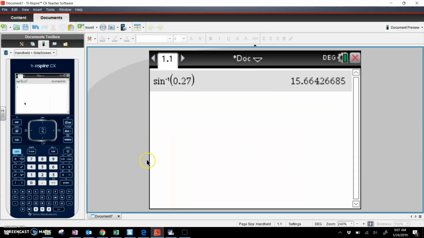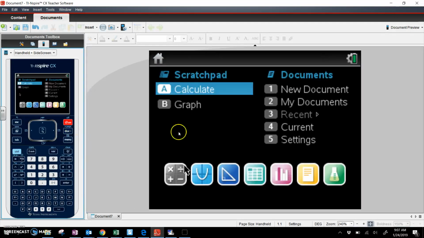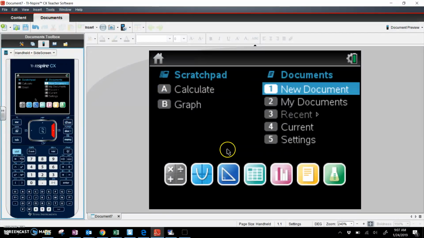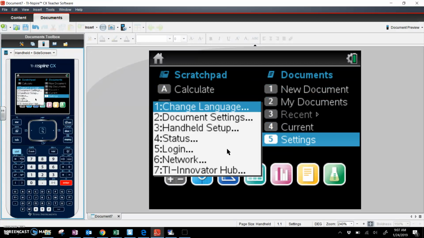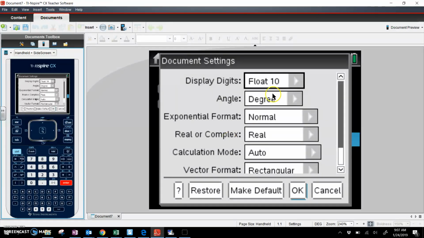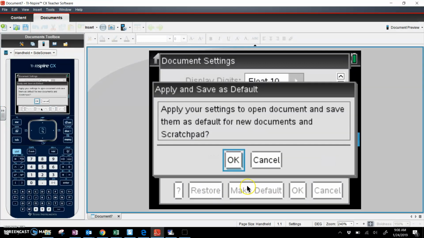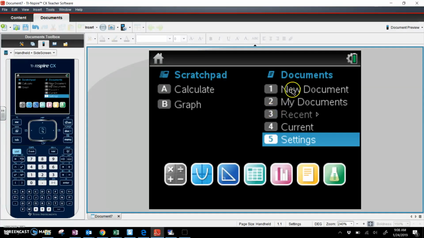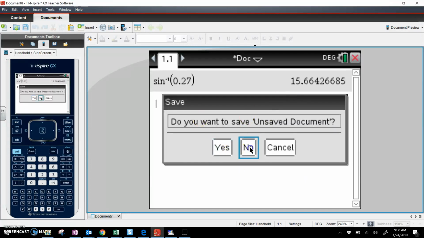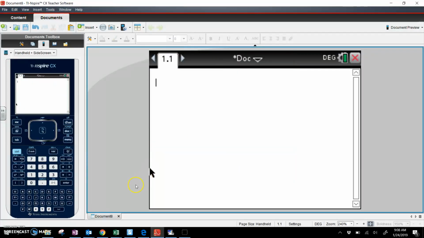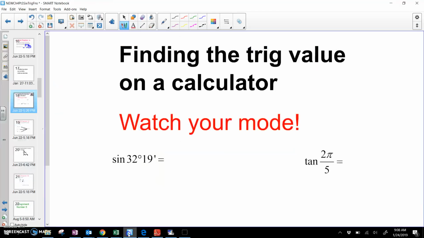So I'm going to go back here. The first problem we're going to do is in degrees. So I'm going to go down to settings again, document settings. And you can see I already have it in degrees. So I just double check it, make default, okay. And then when we go to do a calculation, we'll be all set for the first one.